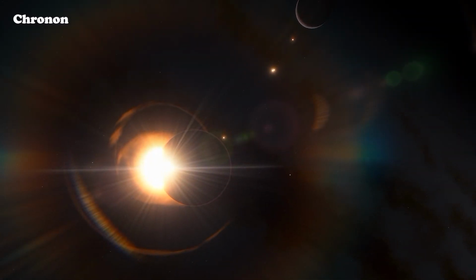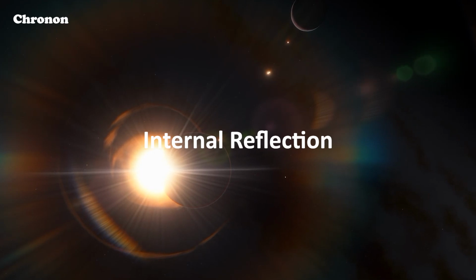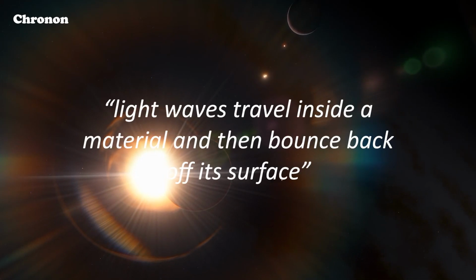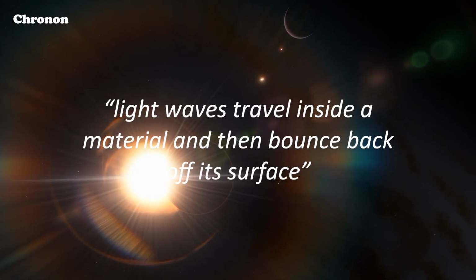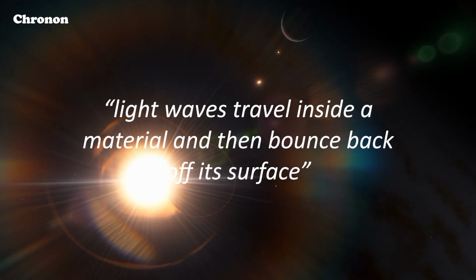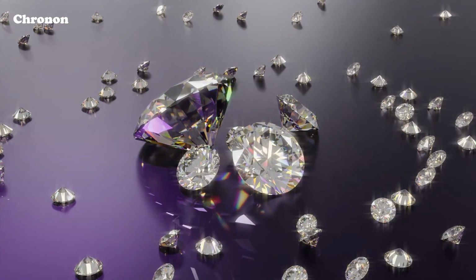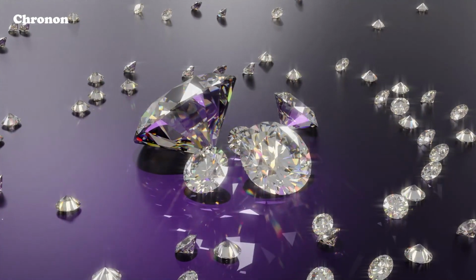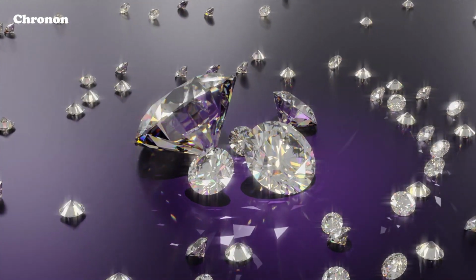The third one is internal reflection. This is when light waves travel inside a material and then bounce back off its surface. Prisms and diamonds are classic examples of internal reflection.